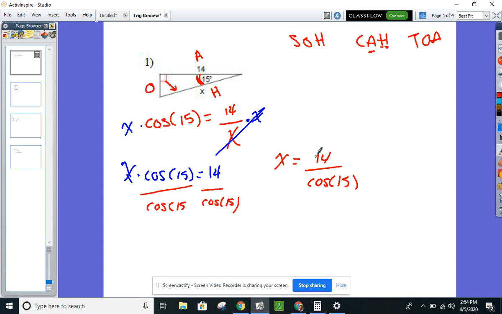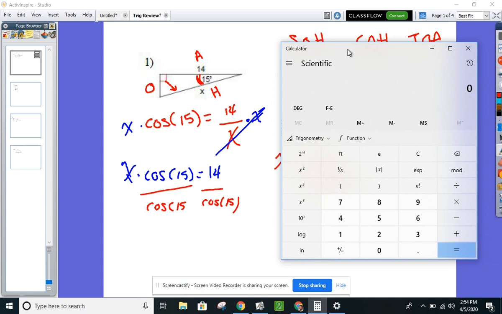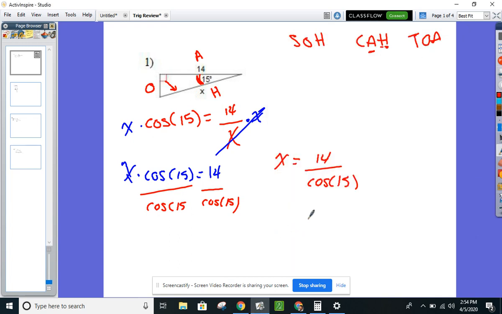And you should get 14.49, or round it to 14.5. But if you're trying to use your phone or the computer calculator, let's see how it looks. So we're going to do 14 divided by, now you've got to do it backwards. You've got to do the 15 first and then hit cosine. That way it gives you the cosine of 15. See how it switches it right there. And then you hit enter. You get 14.49 or 14.5. That's the answer on your review list.